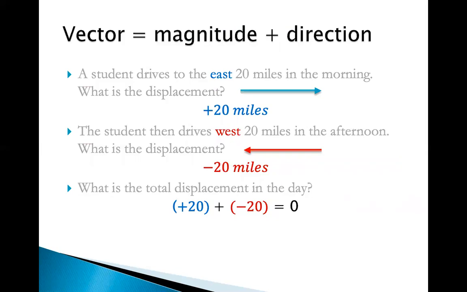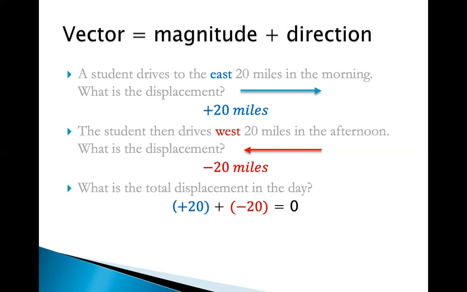So that's a vector. For example, if a student drives to the east 20 miles in the morning, the displacement we call positive 20 miles. Positive has nothing to do with positive psychology or positive attitude or positive anything. It is absolutely neutral here. Here, positive means direction. Secondly, the student then drives west 20 miles in the afternoon. What is the displacement? We call it negative 20 miles. Please do not hate the negative sign, because negative here only means direction.